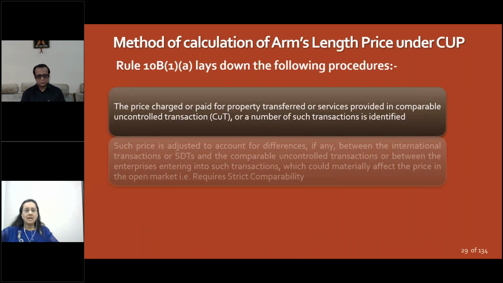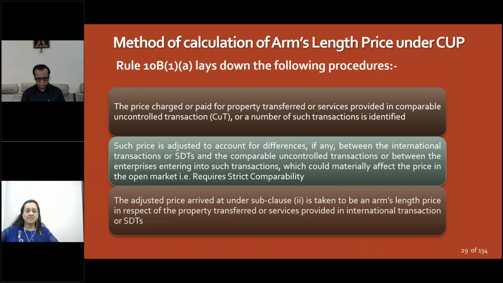So here I have said what the rule says. How to apply different methods is given in our rules. Rule 10B(1)(a) starts with CUP, (b) starts with RPM, (c) starts with CPM. So if anybody wants a step-by-step analysis of how each method is to be applied, it's all given in our rules. I've reproduced it here for the sake of ease. It's available to you. You can read it at your time.